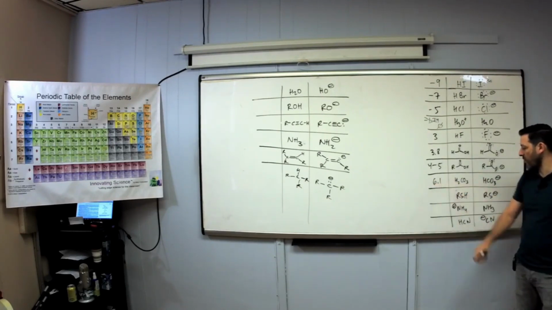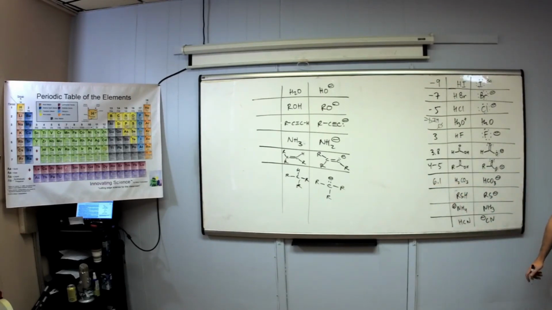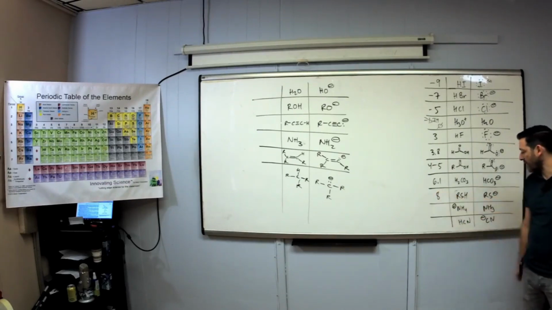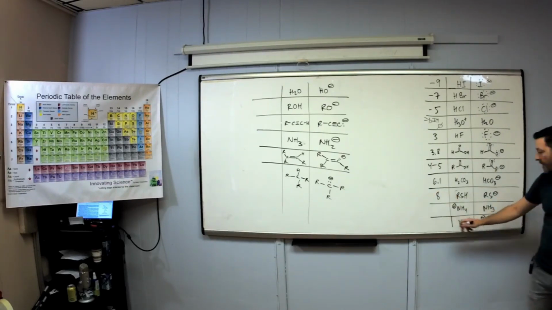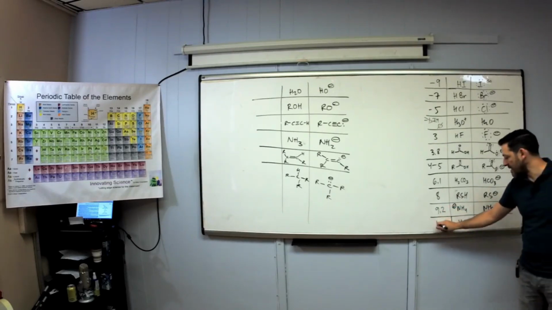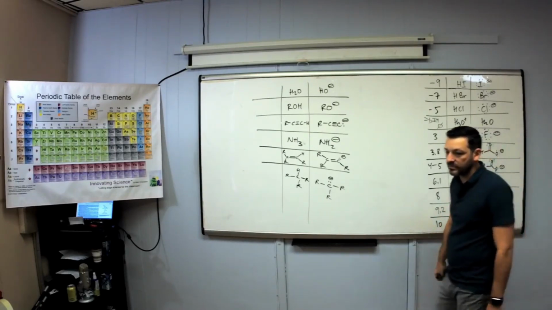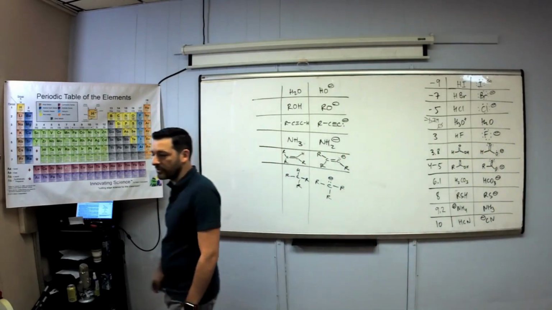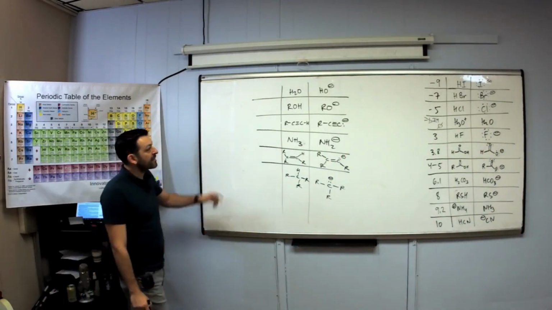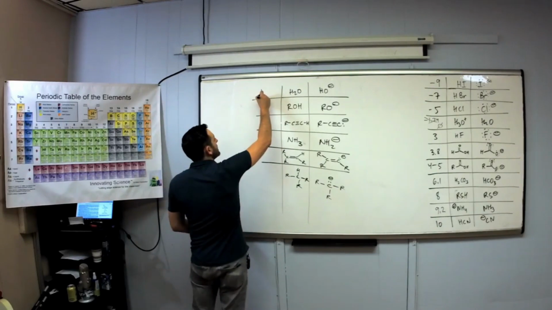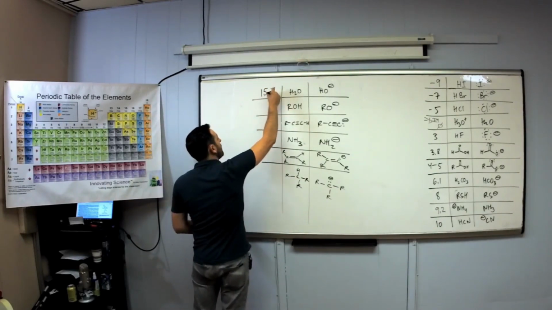H2CO3 is about 6.1. Just remember 6. It doesn't matter. RSH is approximately 8. Ammonium has a pKa of 9.2. HCN has a pKa of 10. HCN, 10. That rhymes. Something like that. Water has a pKa of 15.7.